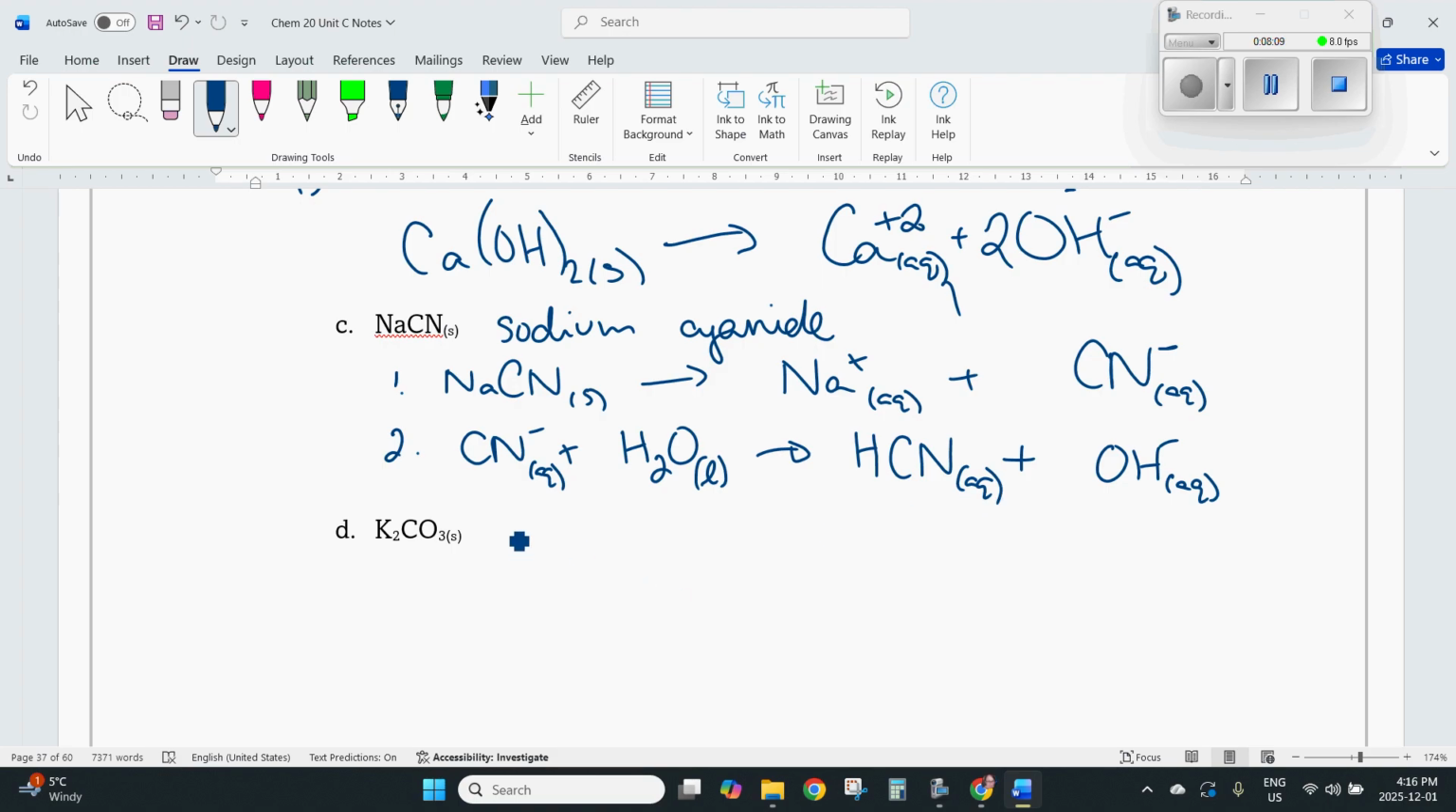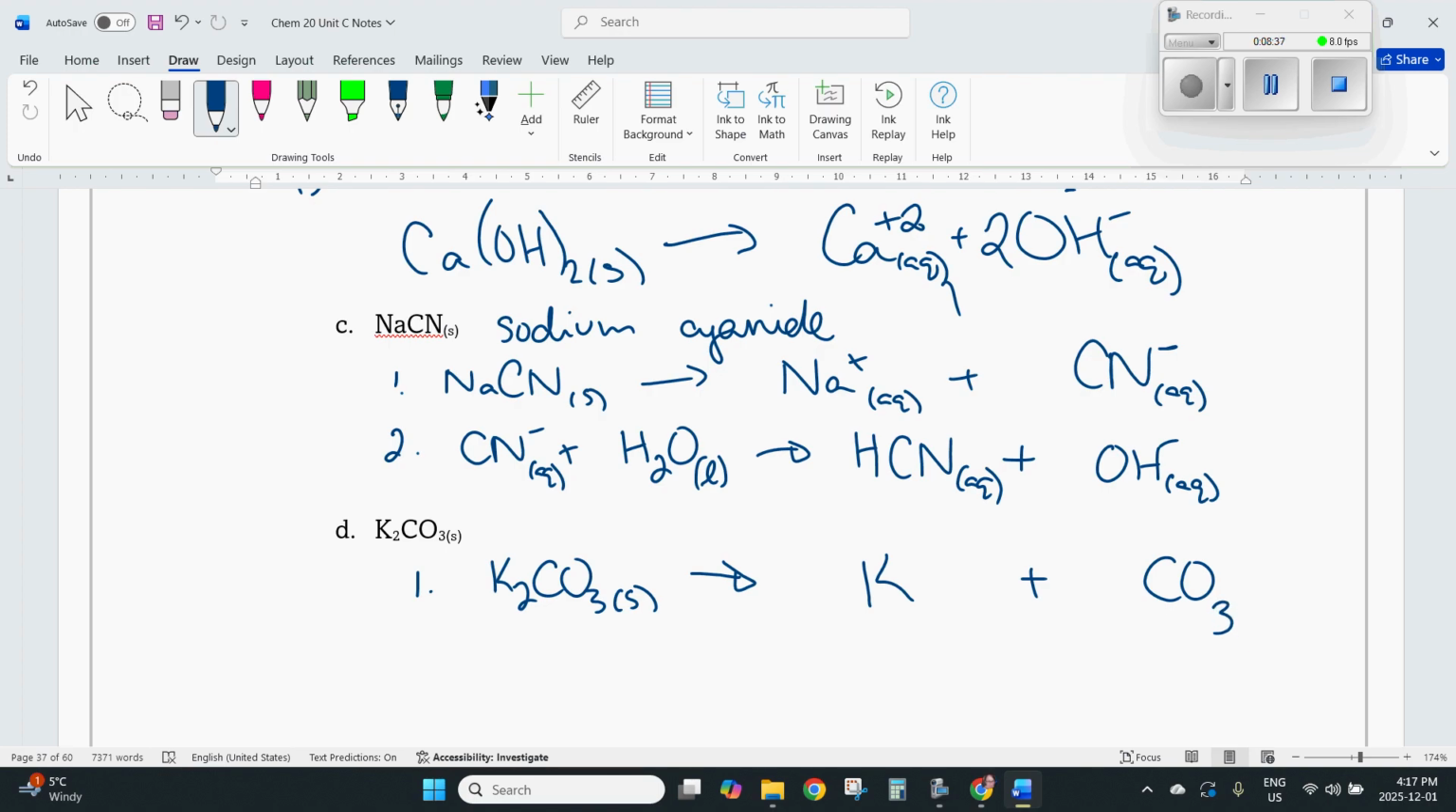Okay, letter D. So we have K2CO3. I see an ionic compound. First step, I have to dissociate. So step 1, K2CO3, solid. My two ions that I see in there are CO3 and K. So I'm going to put K plus CO3.